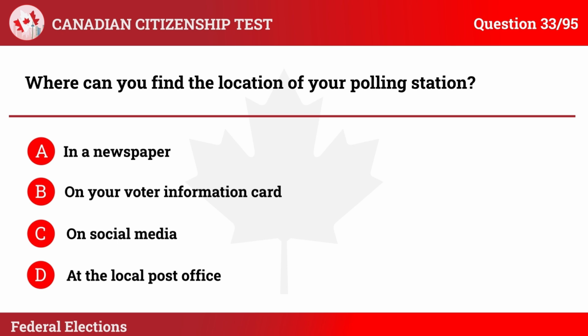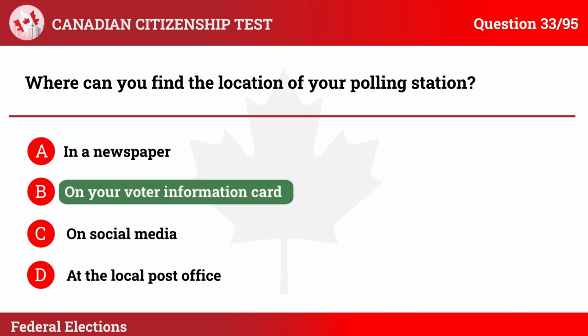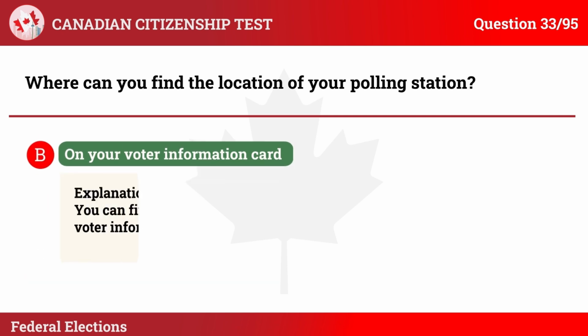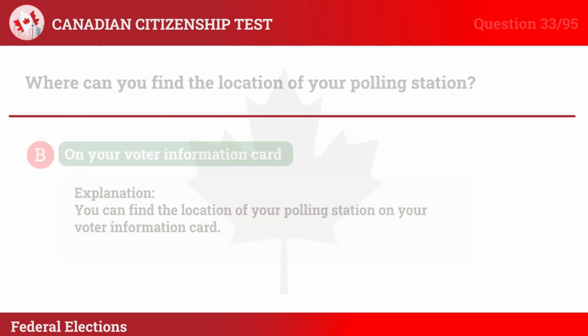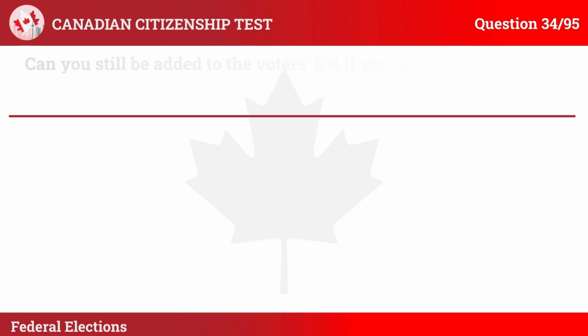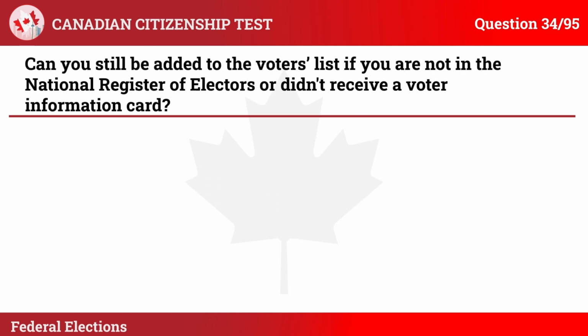The correct answer is B. On your voter information card. Explanation: You can find the location of your polling station on your voter information card. Question 34. Can you still be added to the voters list if you are not in the National Register of Electors, or didn't receive a voter information card?